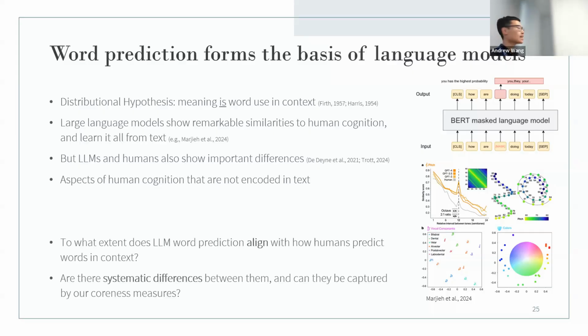And so the word prediction task allows us to investigate this in more depth, particularly because word prediction is a task on which language models are trained. So it would be interesting to look at whether there are differences in the task of word prediction. And so here we can ask, to what extent does LLM word prediction align with how humans predict words in context, or are there systematic differences between them? And if there are, can they be captured by our CoRanker measures?